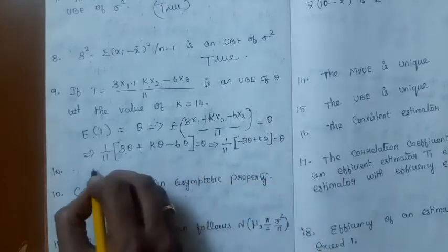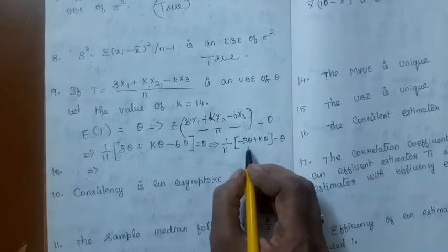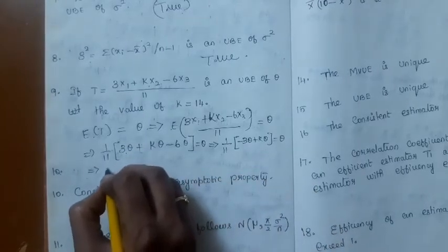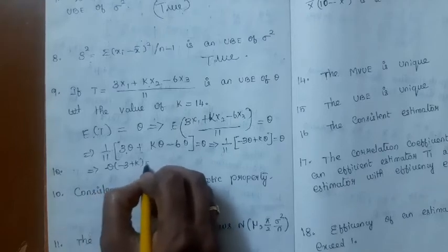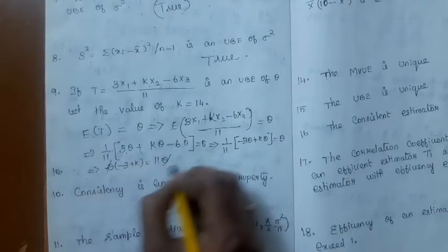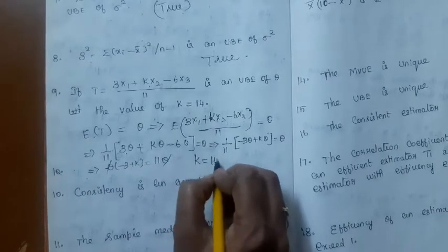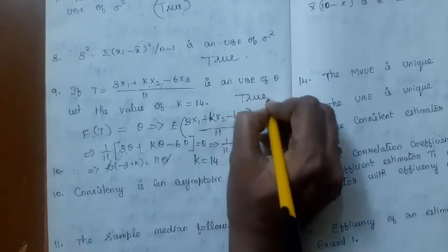Theta gets cancelled on both sides. So you get 3 plus k plus 6 is equal to 11. So k is equal to 2. Yes, the statement is true.